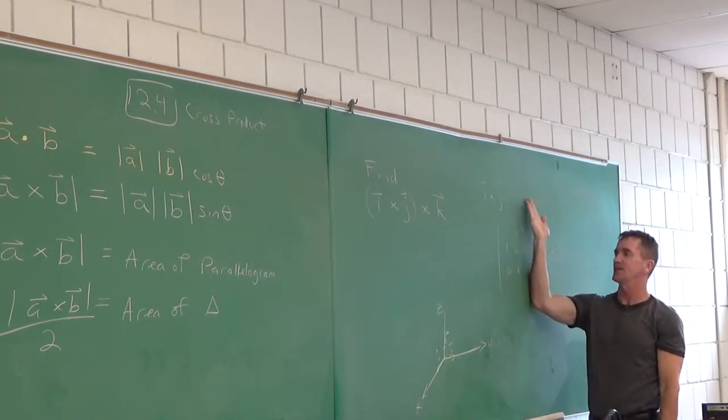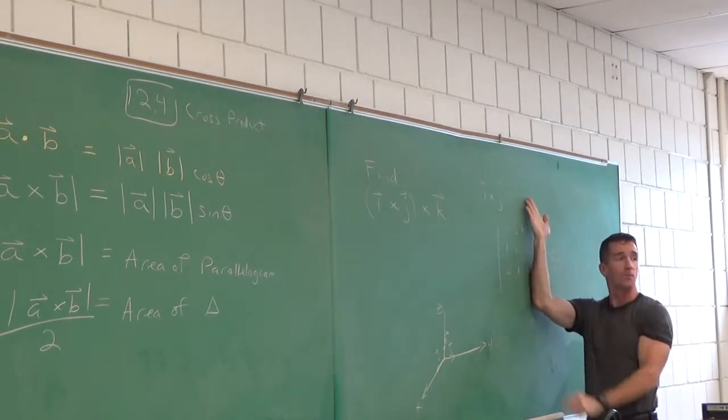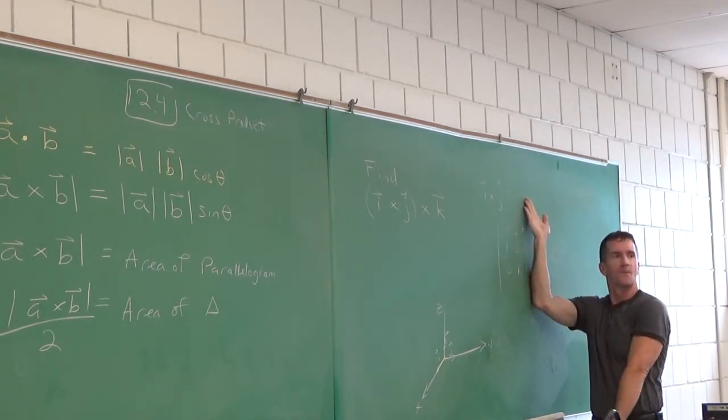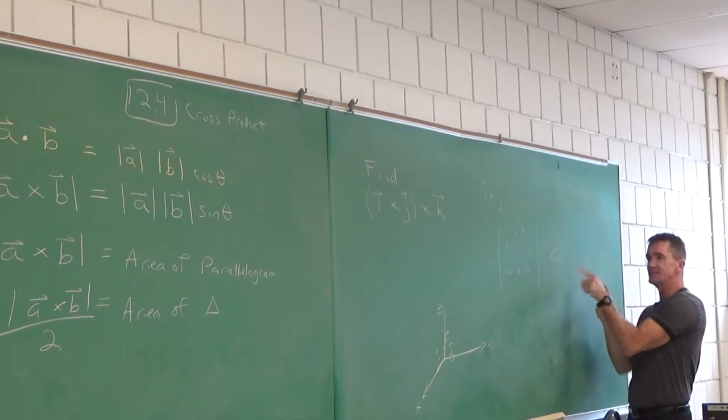And how about the last component? 1. See, I'm wiping out the third column. 1 times 1 minus 0 times 0. 1. This is i cross j.